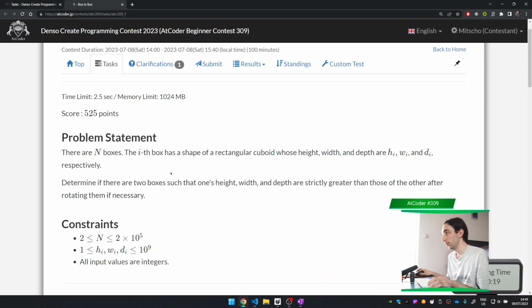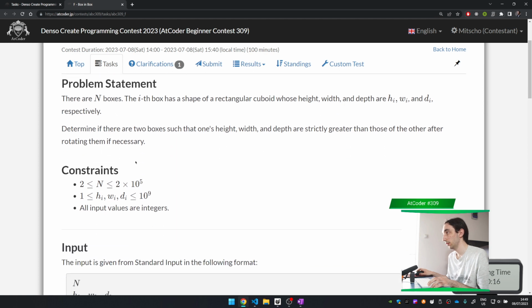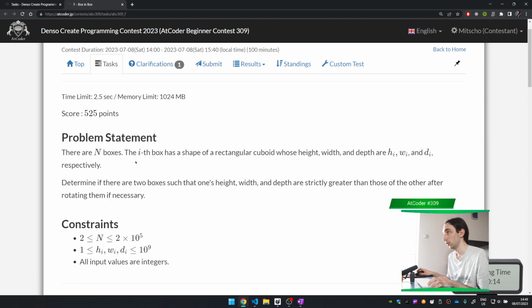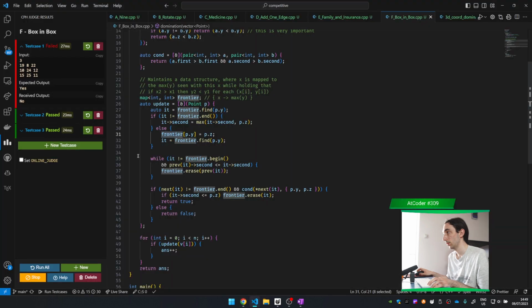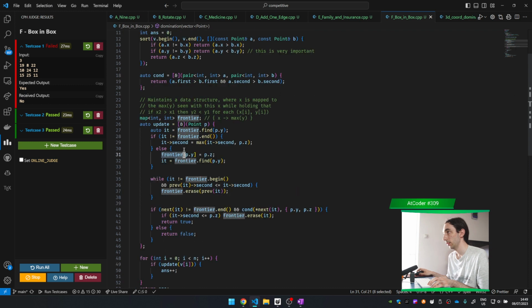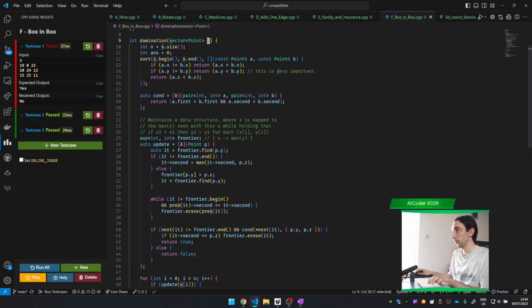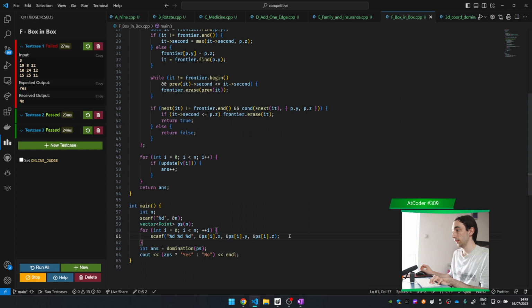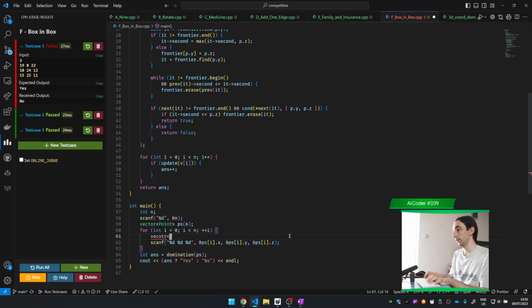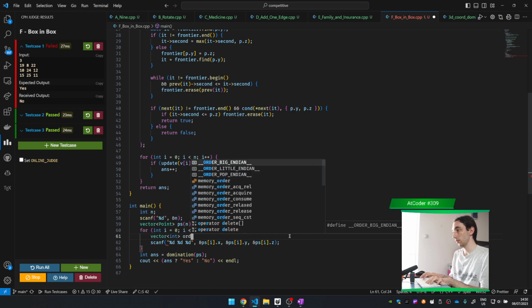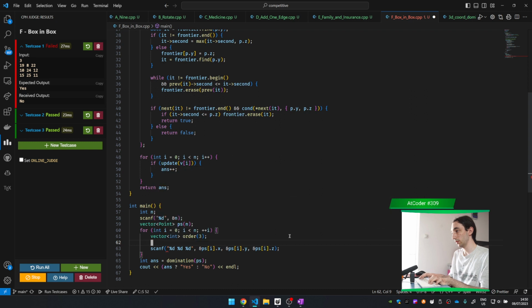So are they all distinct is my question. These are strictly greater than that. So yeah, what I can do is I can do all of these points, but I can do them in all of the various permutations. So let's just do this.